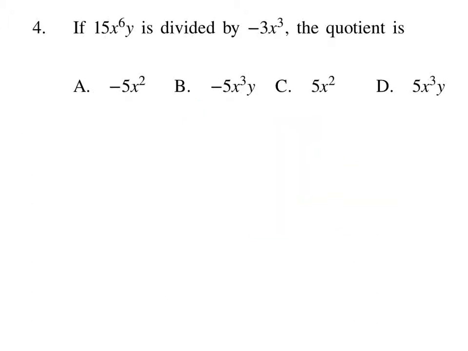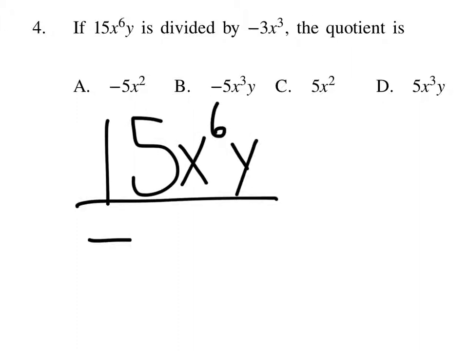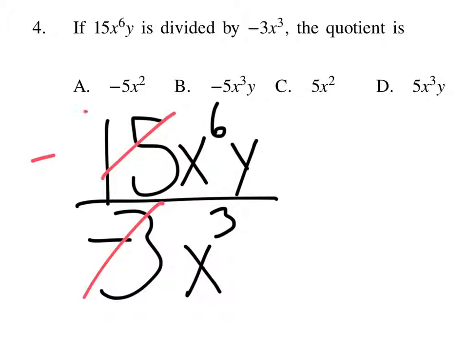Let's take a look at question number 4. It says if this term is divided by this term, the quotient is what? So it wants to divide this by this. That means 15x to the 6y is going to be on top. It's going to be our numerator. And that negative 3x to the third is our denominator. So now we're going to be evaluating this. 15 divided by 3 is 5. But because there's the negative 3 here, it's going to be negative 5. And the rule for exponents when we're dividing is that you subtract them. So it's going to be x to the sixth minus 3.